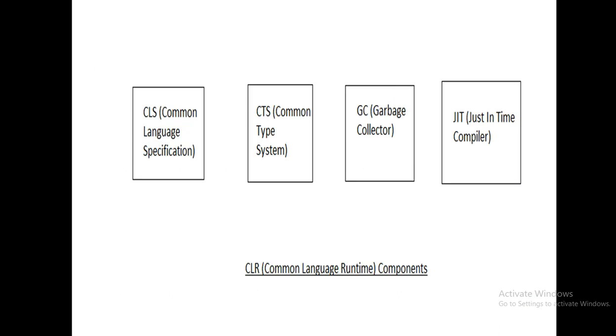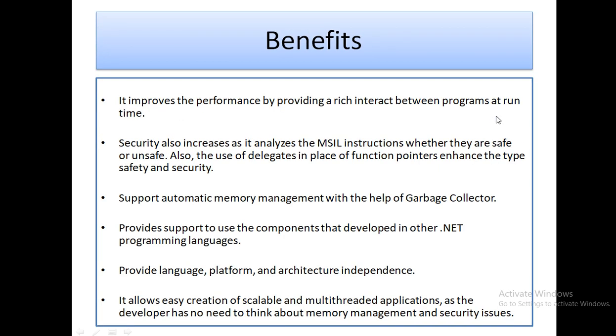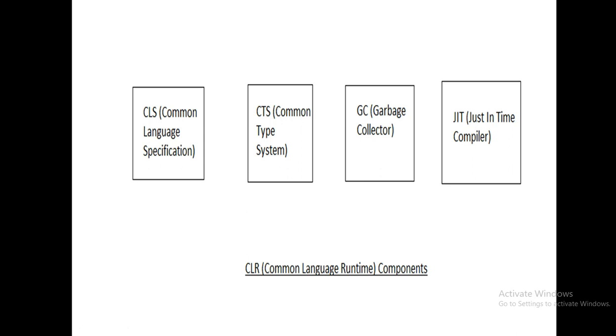So here I have a small diagram of the four component figure. The four components are CLS, common language specification, CTS, common type system, the garbage collector, and the JIT compiler, which is the just in time compiler.